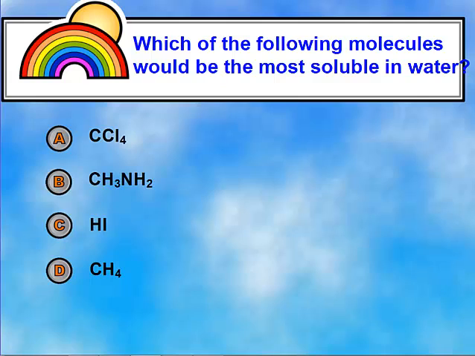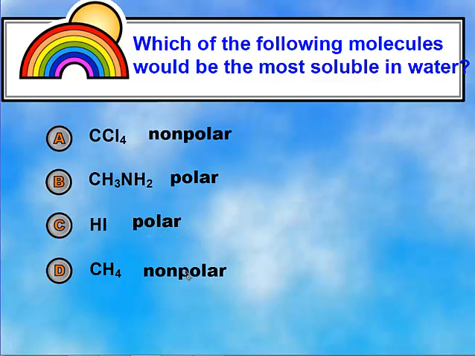So again, the first thing you need to do is figure out if they're polar or nonpolar. CCl4 is nonpolar. CH3NH2 is polar. HI is polar. And CH4 is nonpolar. So we can eliminate A and D because water is also polar. So now we have to decide out of B and C which one would be most soluble in water.